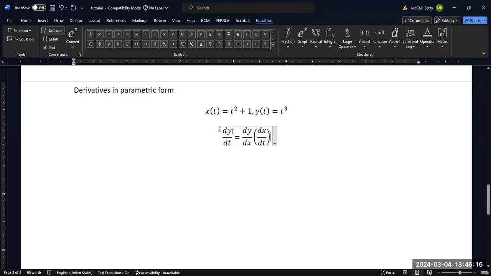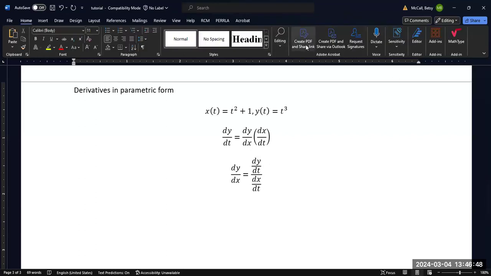But in this case, we have a function of y with respect to t, which we can easily find the derivative for. And we have a function of x with respect to t, which we can also easily find the derivative for. The thing that we don't have is the derivative of y with respect to x. And if we solve this equation for dy/dx, then we very clearly get dy/dt over dx/dt. So this is the pattern that we're going to follow as we go through this example.